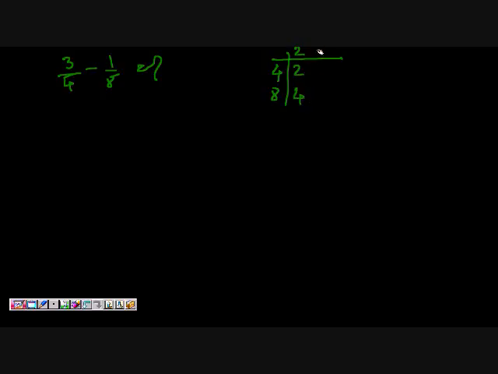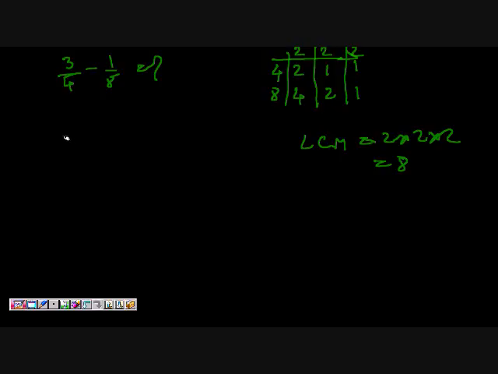Now again, let's start with 2. 2 goes into 2 1 time and then 4 2 times. And similarly, 1 is there. And so the LCM is equal to 2 into 2 into 2, which is 8. So the LCM of 4 and 8 is 8.